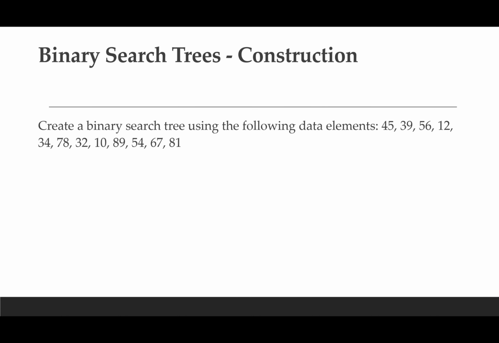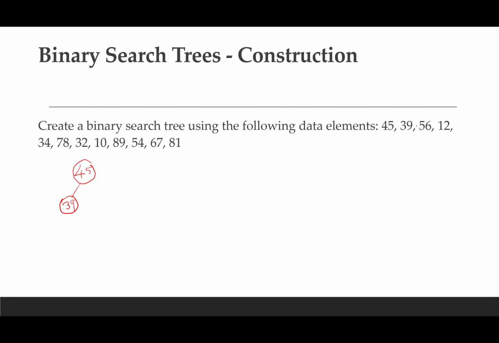Then next we will see the construction of a binary search tree. So here the elements are given. What is the first element? The first element is 45, so we are considering that as the root node. The next element is 39. We have to check whether 39 is greater than 45 or less than 45. It is less than 45, so we insert it as the left child of 45.